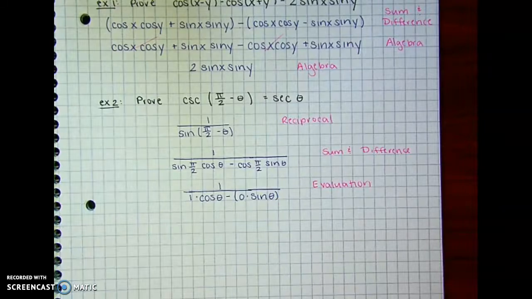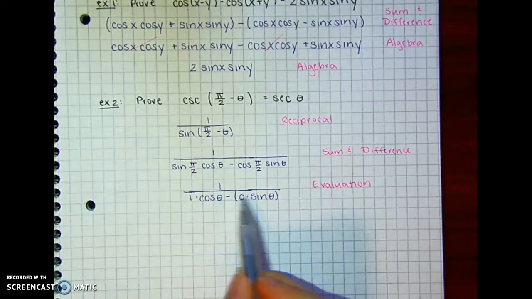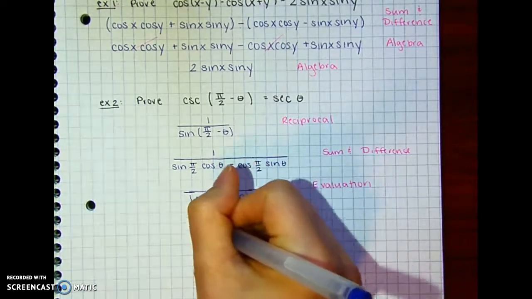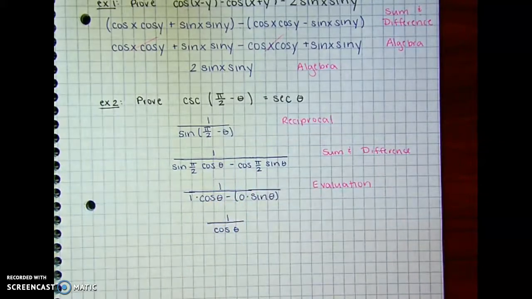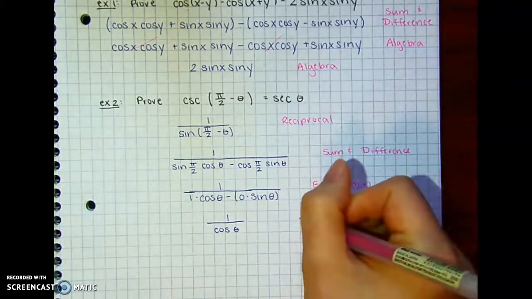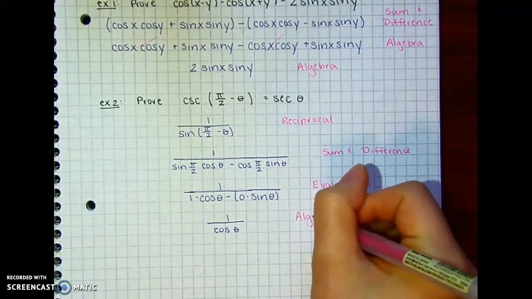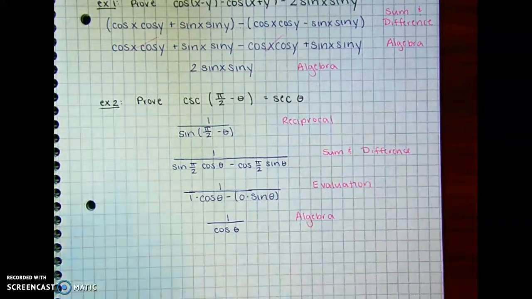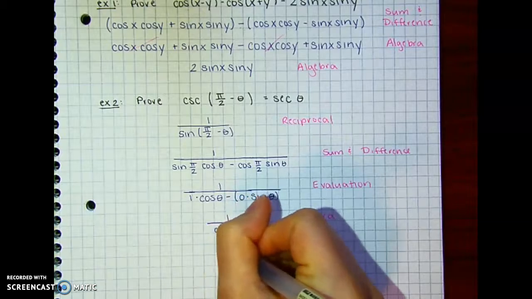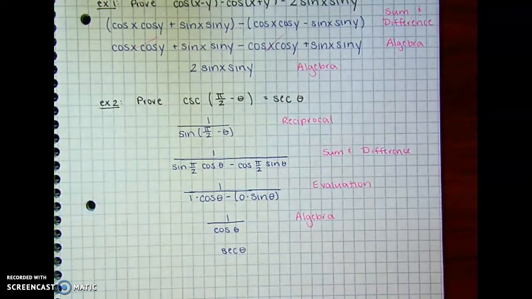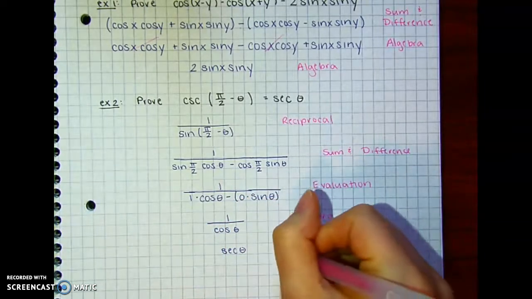And now I'm going to simplify. So this just becomes cosine. This will be 0. So we're left with 1 over cosine of theta. That's just simplifying, so just algebra. And 1 over cosine of theta is the same as secant of theta. And that is based off the reciprocal identity. And we are done.